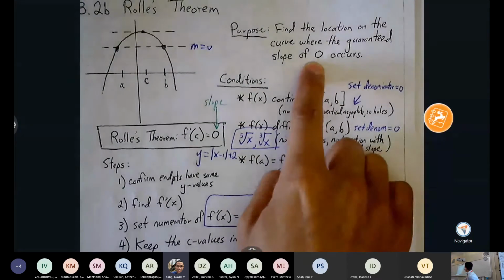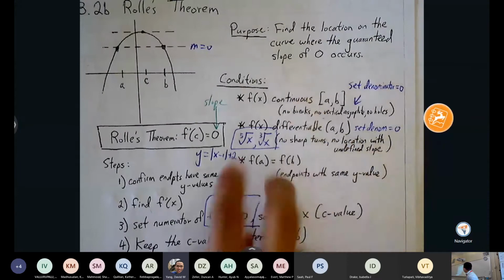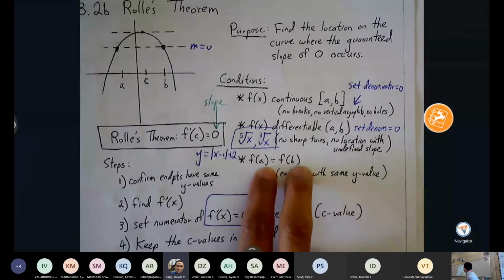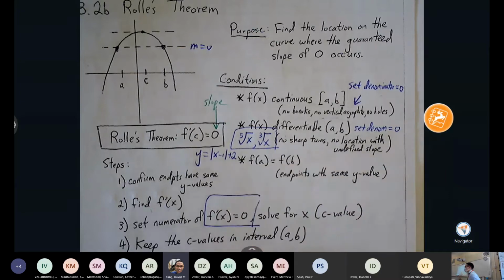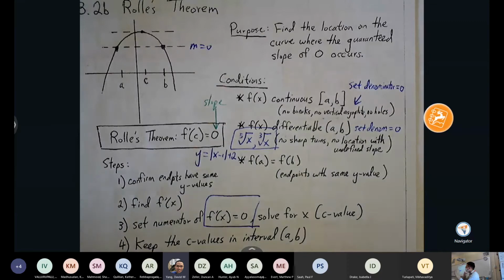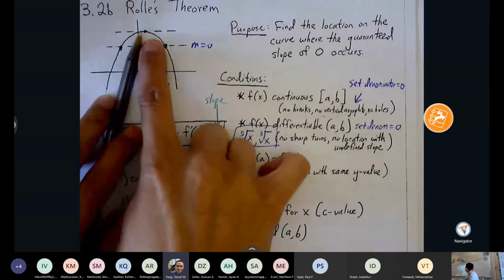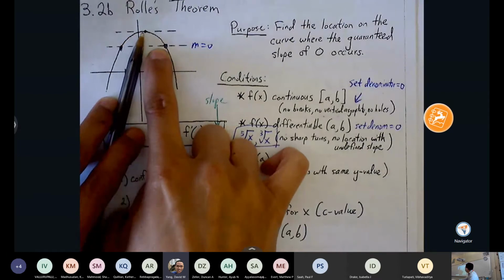So we still need something to confirm that there's a slope 0. So we have to test our endpoints. We have to plug our endpoint values into the function and confirm that they're actually level, that they actually have the same y value. If they have the same y value, we know we can draw a horizontal line between them. If we can draw a horizontal line between them, that means there must be a place where there's a slope 0.